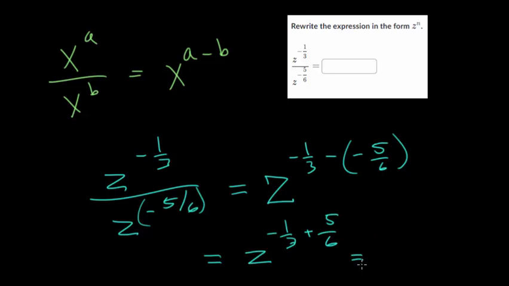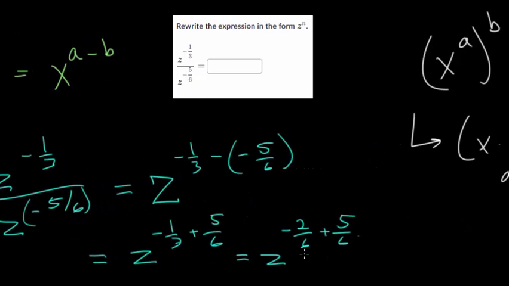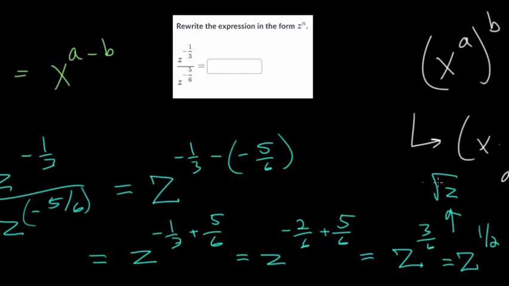And we'll need a common denominator. Looks like 6 is a multiple of 3, so we can use 6 as our denominator. And we'll multiply top and bottom of this first fraction by 2. So we get -2/6 plus 5/6 for our exponent. And adding these exponents, we have z to the 3/6, -2 plus 5 is 3, and 3/6 is going to simplify to 1/2. So this entire complicated quotient here just simplifies to z to the 1/2, which of course we know is really just the square root of z when we rewrite it in radical form.